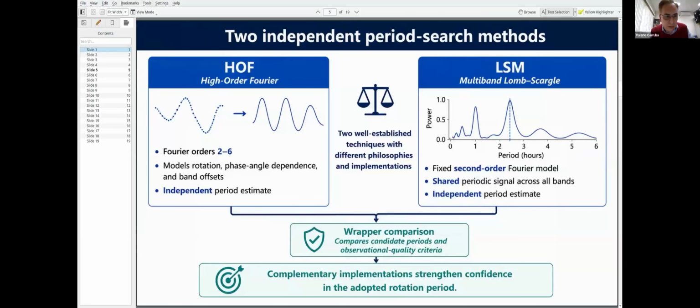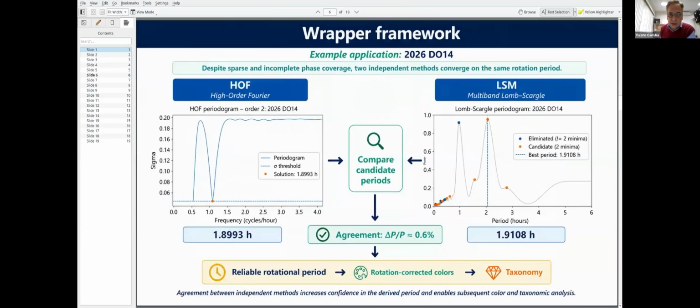So this is to give an idea. The high-order Fourier method is based on Fourier expansion of Fourier order from 2 to 6 in model rotation, phase angle dependence, and band offsets. While the Lomb-Scargle method is a fixed second-order Fourier method that shares periodic signal across all bands. So to give an idea, this is an example for which our method works quite well.